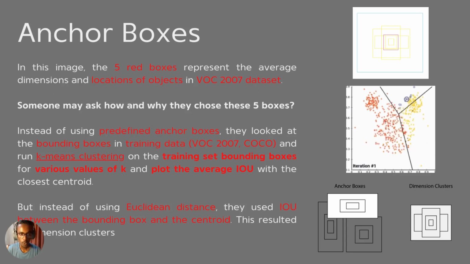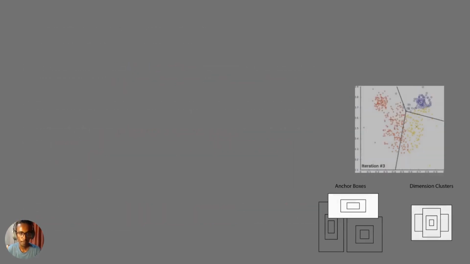But in YOLO v2, instead of using the Euclidean distance between the data points and the centroids, the IOU was used between the bounding box and the centroid. So the IOU of each of the predicted bounding boxes and the centroid is going to be taken, and this resulted in dimension clusters. So those that are in the same group are going to form what is known as a dimension cluster.